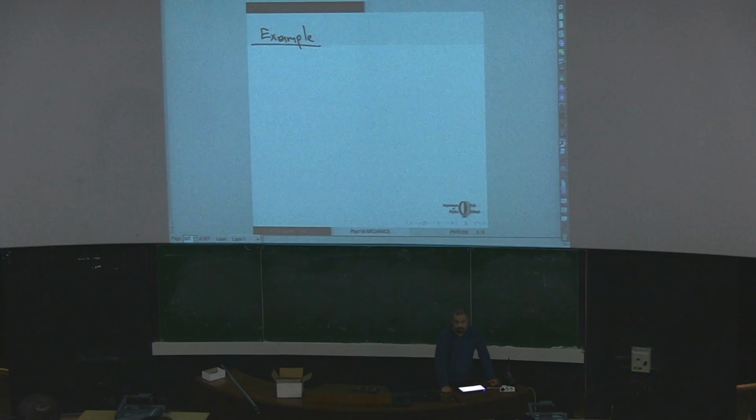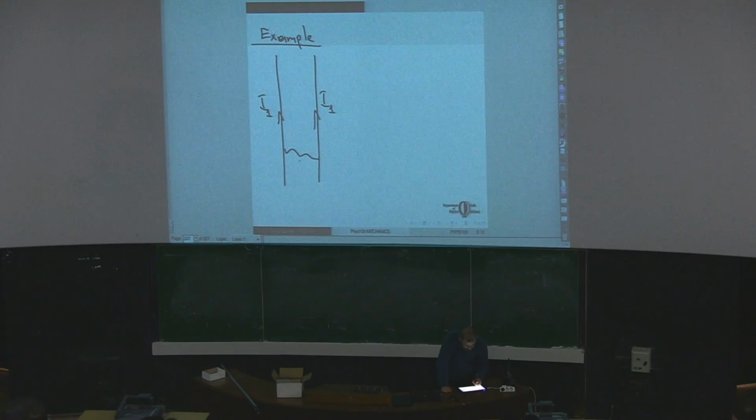Let's do an example. Here we have a wire, here we have another wire. Both are carrying currents I1 and I2, and they are separated by a distance d. What is the force per unit length that each wire feels? First, let's calculate the force that the first wire feels.